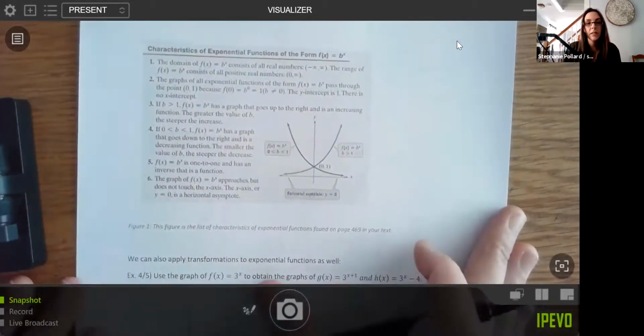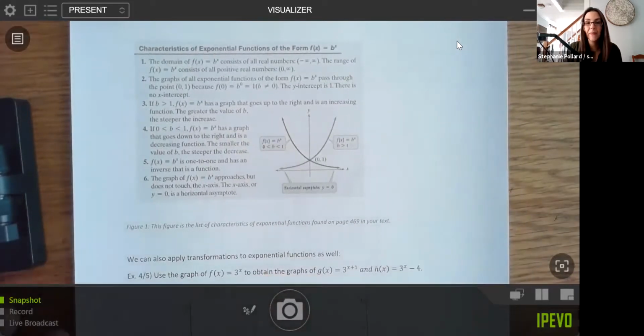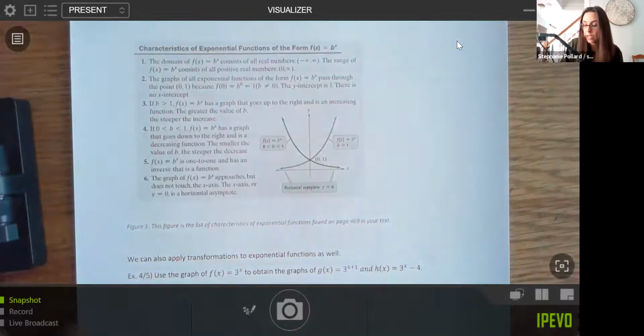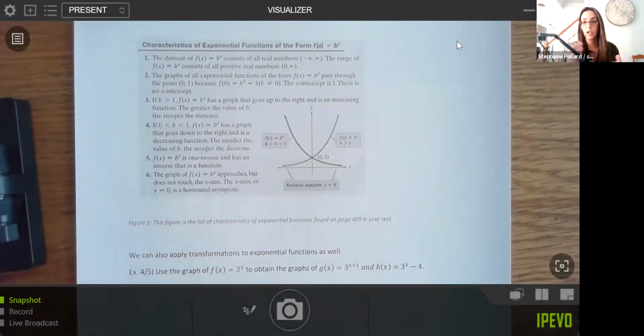So for characteristics of exponential functions, I mentioned a lot of them already, but here are things to watch out for. And again, this is your basic exponential. Your domain is from negative infinity to infinity, and the range is from 0 to infinity. And again, this could change, obviously, if you're incorporating shifts or reflections and things like that. But for your base form, this is your domain and range.